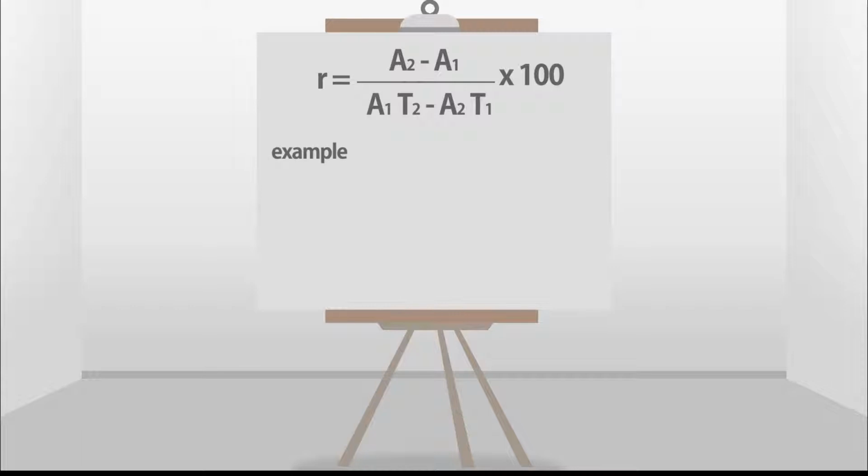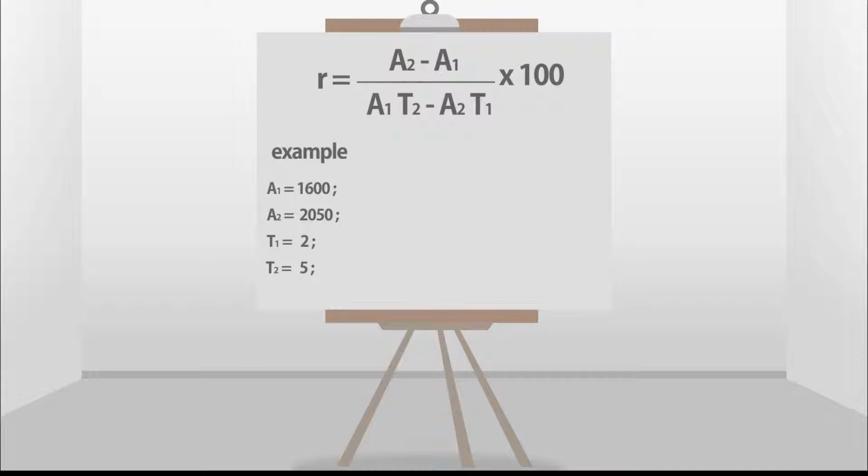If we have the final amounts that will be obtained after 2 different time periods on the same principal at the same rate of interest, then the rate of interest can be calculated using the relation R is equal to A2 minus A1 divided by A1 into T2 minus A2 into T1 into 100. For example, if a certain principal amounts to rupees 1,600 after 2 years and to rupees 2,050 after 5 years, then find the rate of interest.